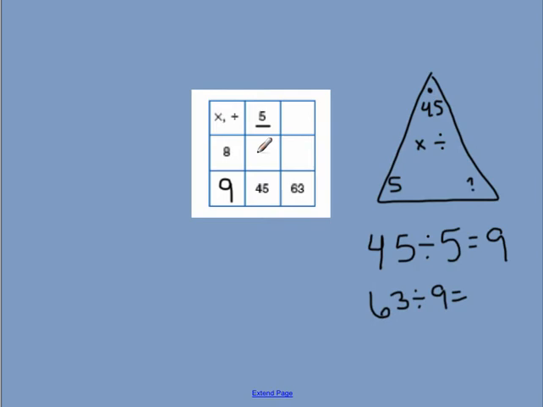Well, friends, if you can think of a trick to remember this, we might have a good surprise in store for you. I don't know. I'm just thinking right now. But anyway, 63 divided by 9 would be 7. So we're going to put the 7 on top. Okay? Now we can fill in the rest of our grid.